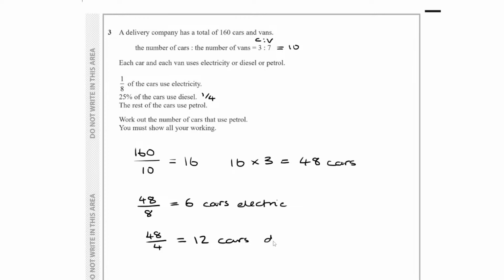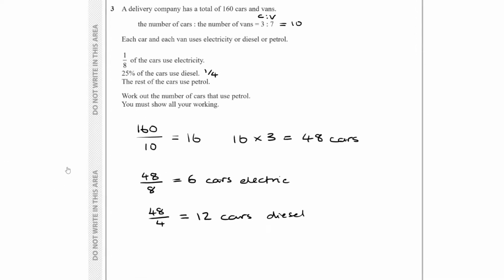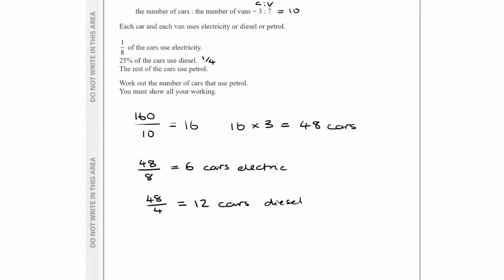So what's that? That's diesel. And then the rest are petrol. Now that's what we actually want to know, isn't it? We want to know how many petrol. So obviously, out of 48 cars, I just need to subtract the other 2 options. So 6 plus 12, which is 18, isn't it? 48, take away 18 is 30. That's how many are using petrol, 30 cars.